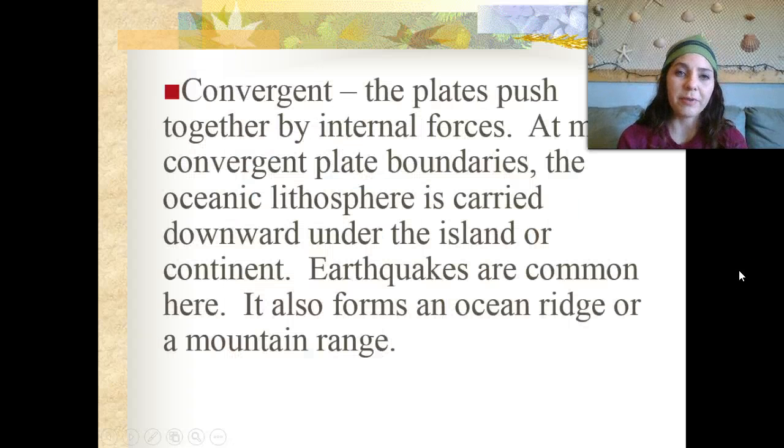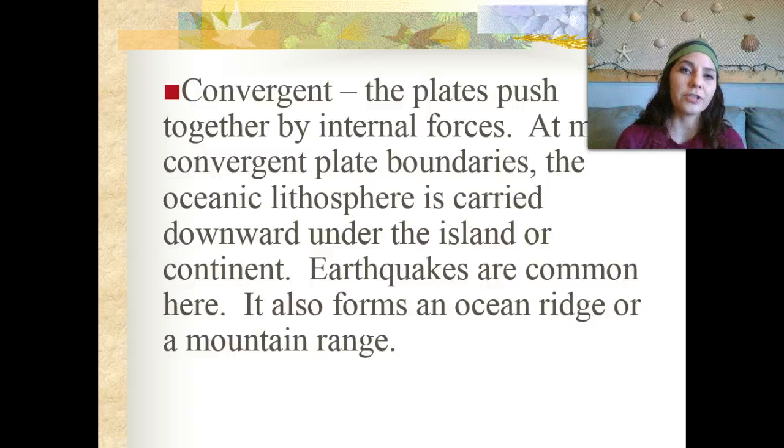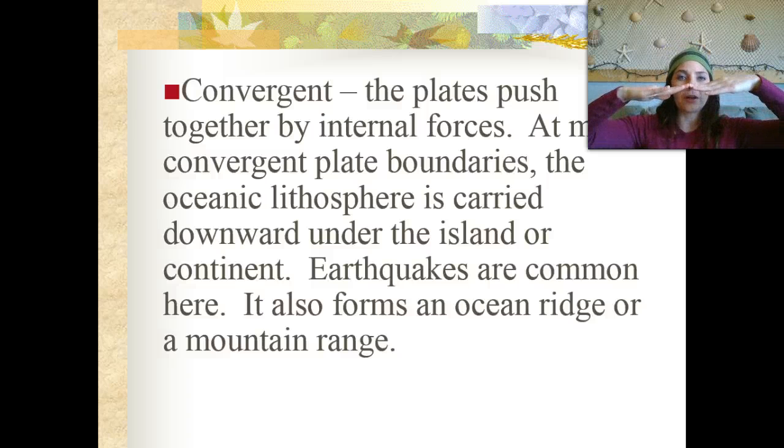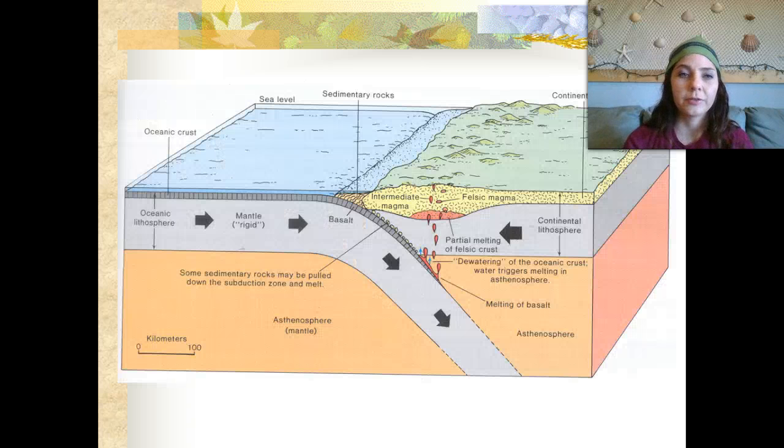So we have convergent boundaries. Convergent is when plates push together by internal forces. At most of the convergent plate boundaries, the oceanic or lithospheric plate is carried downward under the island or the continent. The reason for this is that the oceanic plates are typically thicker than the continental plates. So since they're thicker, those are the ones that are going to get subducted. Earthquakes are very common here, and it also forms an ocean ridge or a mountain range.